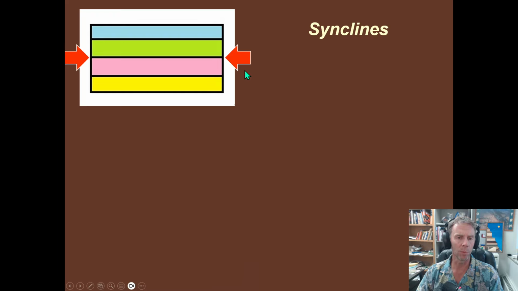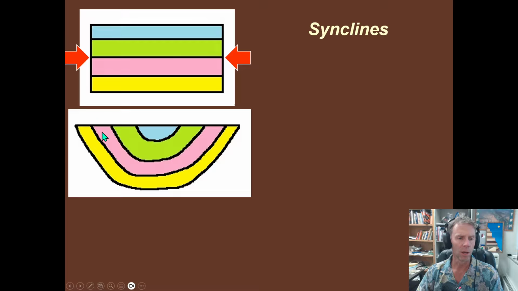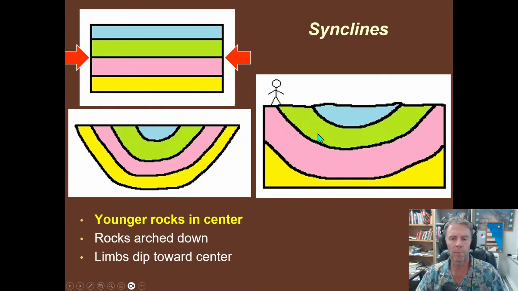Again, we're going to apply a compressive stress to these rocks, but instead of the rocks arching upwards, we're going to do the opposite. And now the rocks are going to be arched downwards, forming a bit, I guess, a smiley face or a half pipe, depending on what your preference there is. Notice now the yellow rock's still at the bottom, so superposition is still valid. Blue rock's on top.